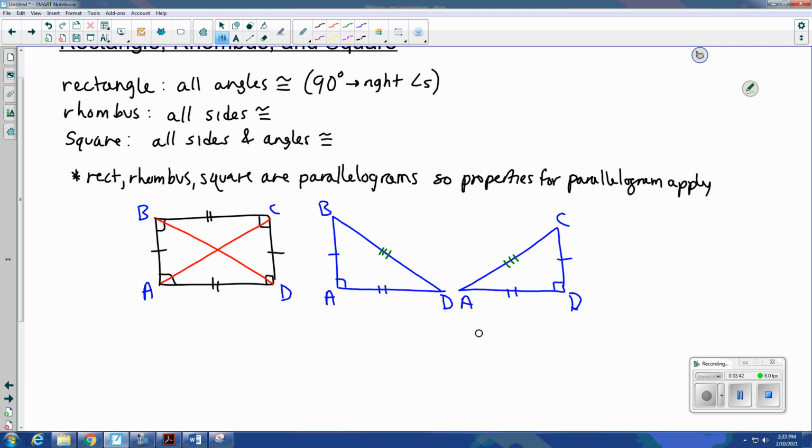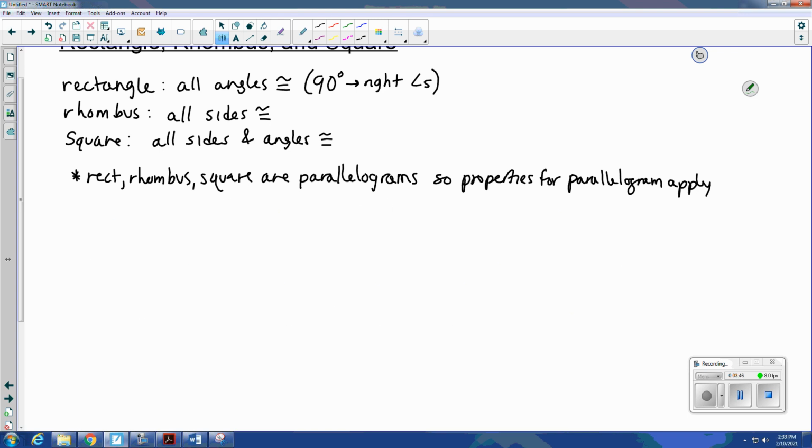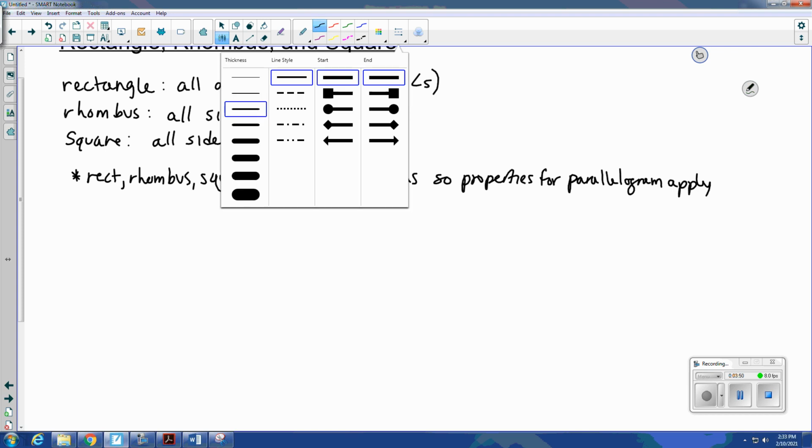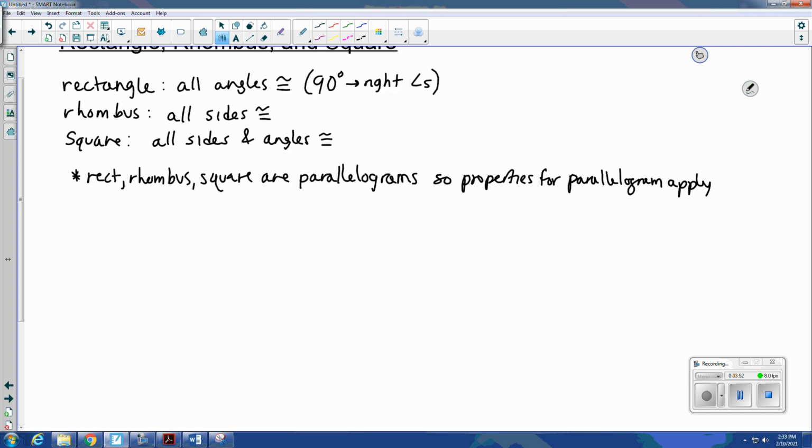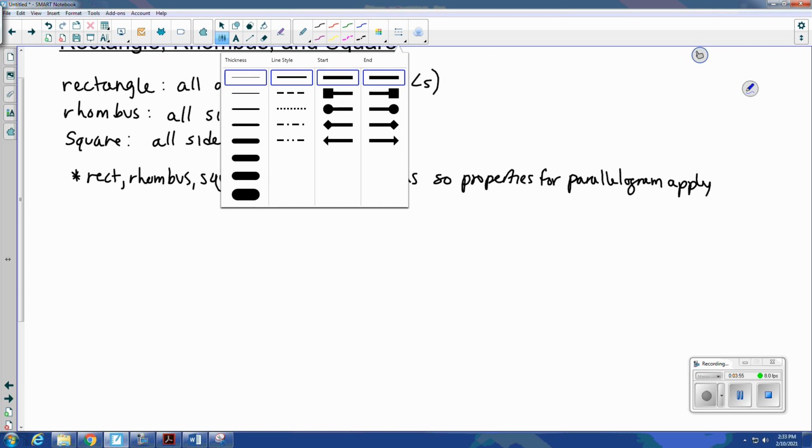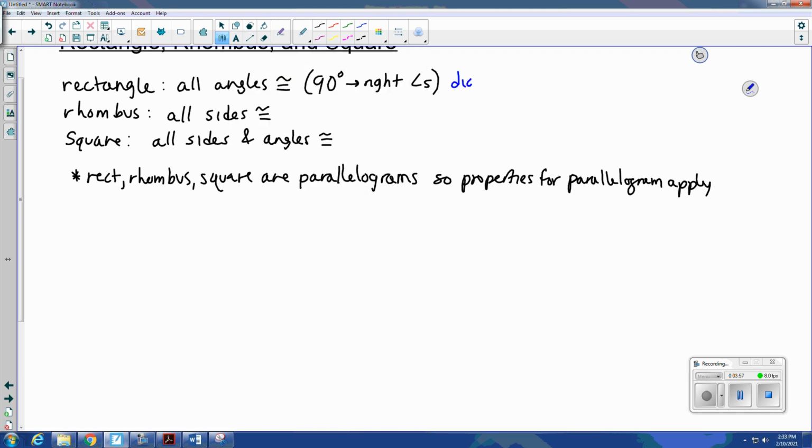And we're going to use that as one of the main ways, or one of the more efficient ways, to identify if a quadrilateral is in fact a rectangle. So remember, diagonals are congruent. Let's add that here. So the diagonals being congruent is not a property of the parallelogram. The only thing we know about diagonals in a parallelogram is that they bisect each other.